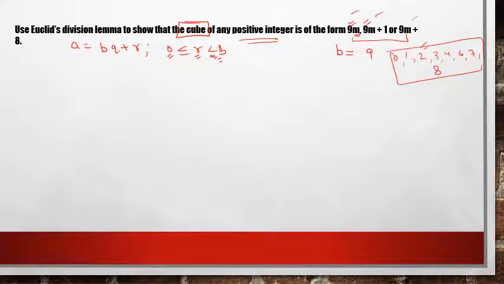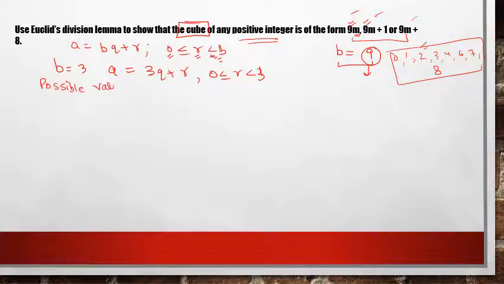So to make it simpler, take the smallest prime factor of this number, which is what? 3. Correct. So b is 3. Now a will become 3q plus r, where b is 3. So possible values of r will become what?